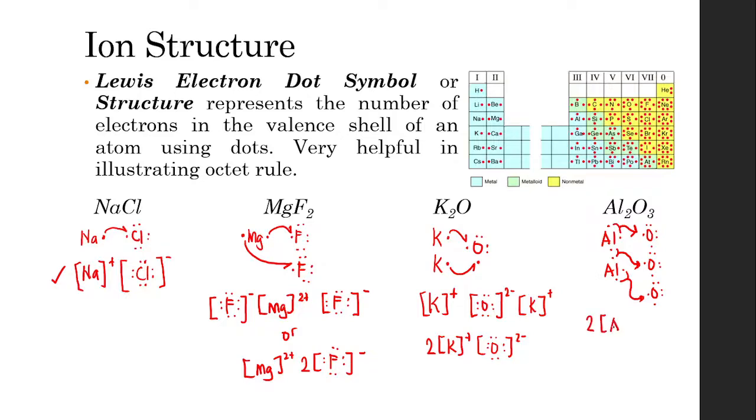Which will tell you that you will then have 2 Al 3 plus, and let's rewrite that. You will have your 2 Al, this is 3 plus because it lost 3 electrons, and you will have 3 O, each with 8 electrons, negative 2. So that is the Lewis dot structure, or how you would write the ionic structure for our ionic compounds.